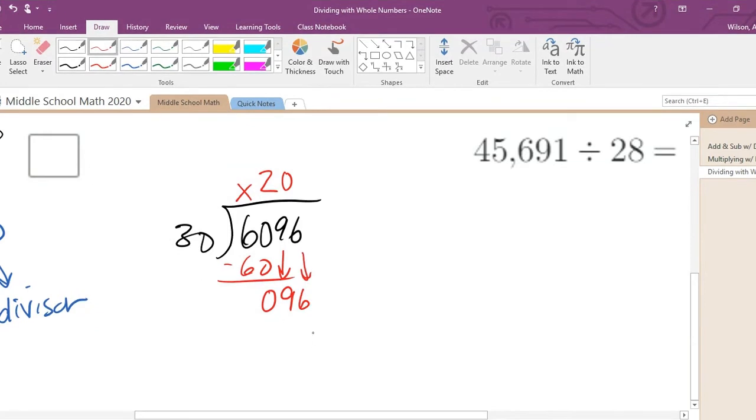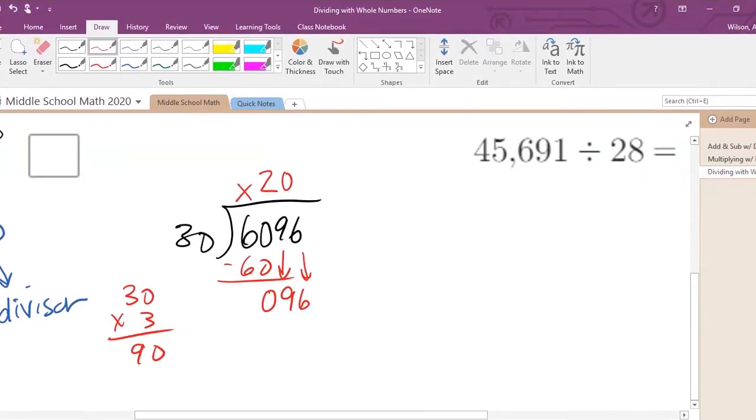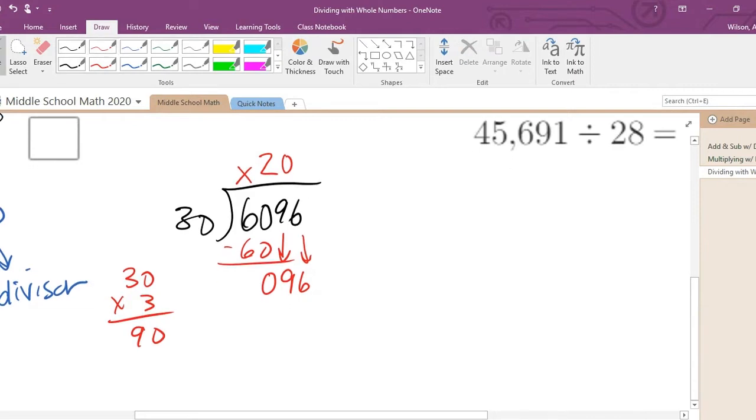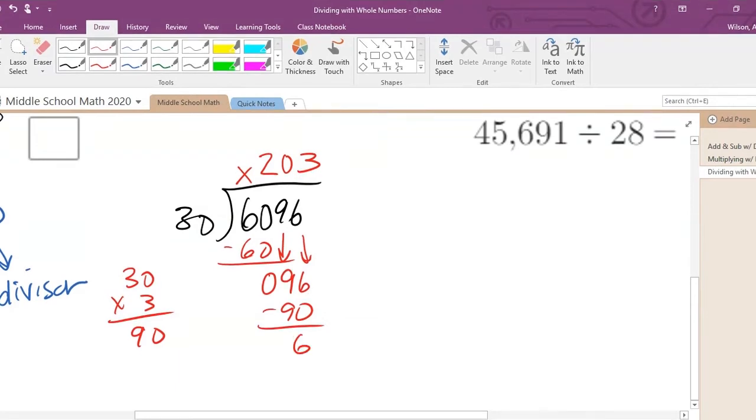How many times does 30 go into 96? I'm pretty sure it's 3 times. So off to the side, I'm going to do 30 times 3, which is 90. That's as close as we can get without going over. So 30 times 3 is 90, and we have 6 left over.